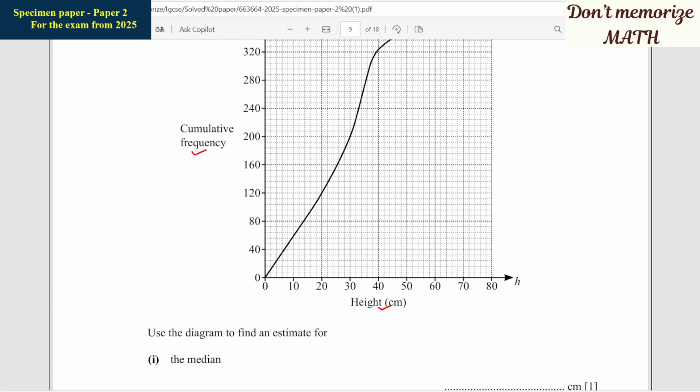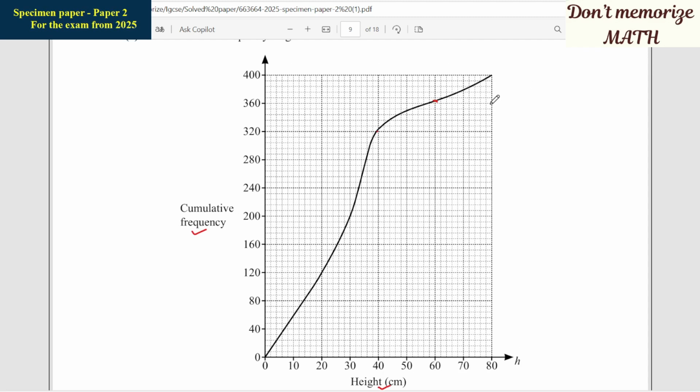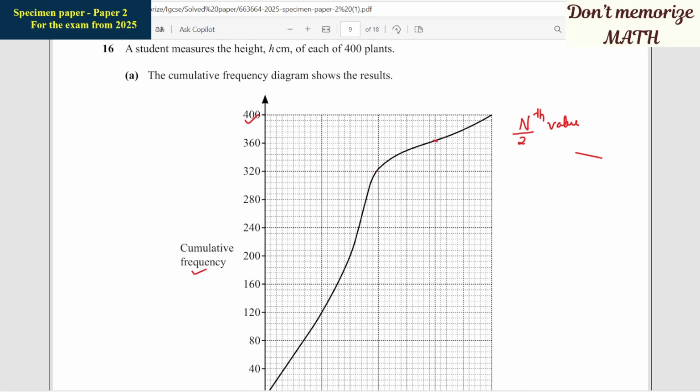So how do we find the median if the cumulative frequency graph is given? To find the median you have to take the N over 2 value. So what is capital N? Capital N is the total frequency, or the total number of plants, whatever is given in the question. Here you can see the graph, and capital N is 400. Otherwise, in the beginning itself they have given 400 plants. So capital N is 400.